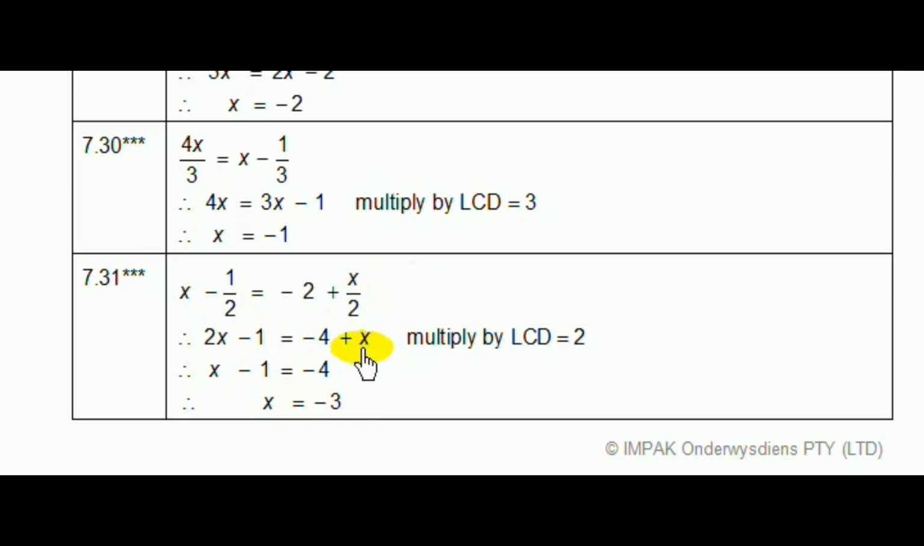Get the x's on the same side, so take away that x there by subtracting it. Do that on the other side as well, and then you have x minus 1 equals minus 4. You add 1 on both sides and you'll end up with x equals minus 3.